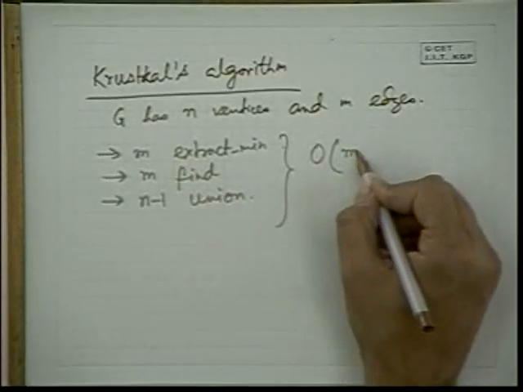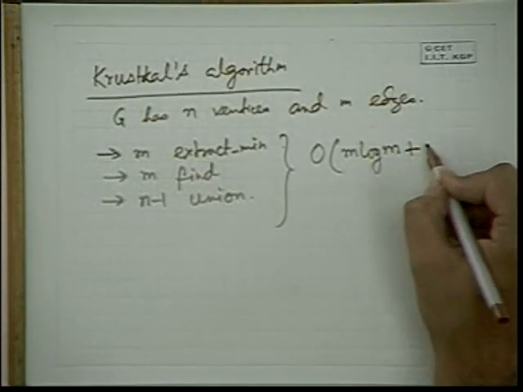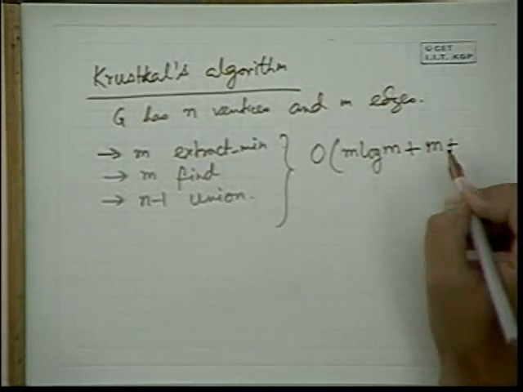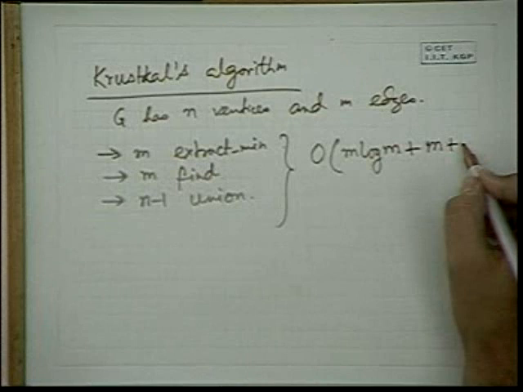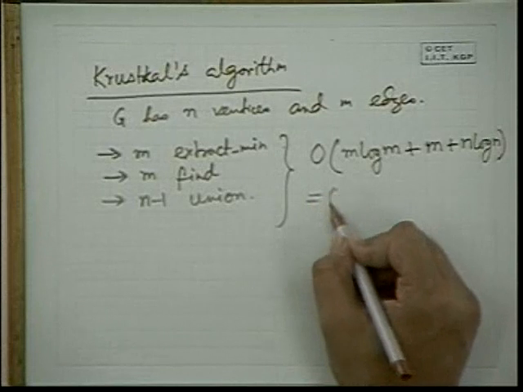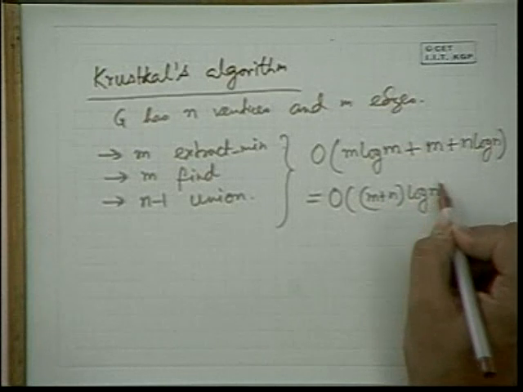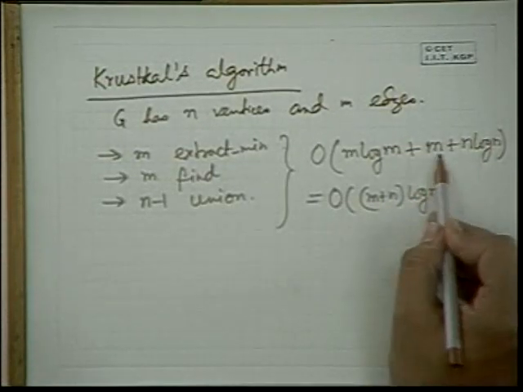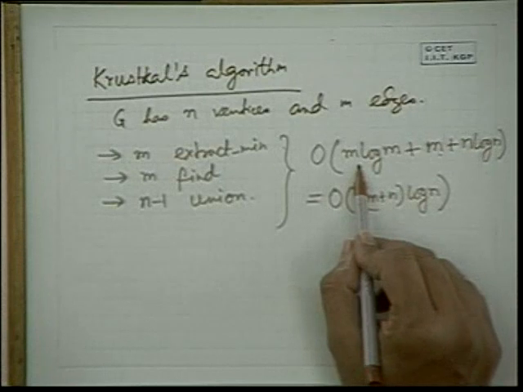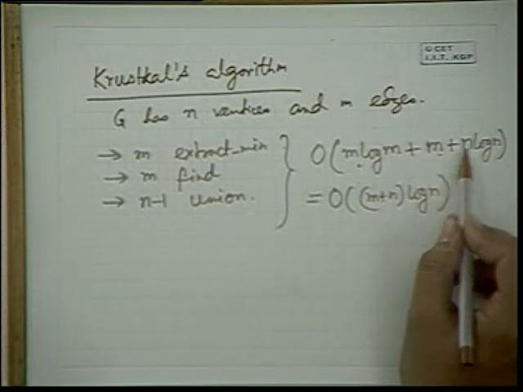So with this one, what is the total time complexity? It will be order m extract min will take m log of m, plus m find will take m, and n minus 1 union will take n log n. So your total complexity will be order m log m plus n log of n, because this m is superseded by this m log m. So I can take out m from the order, and then m plus n log n.